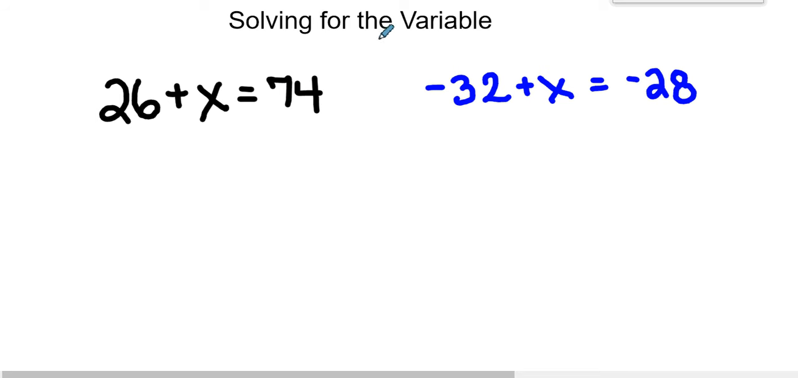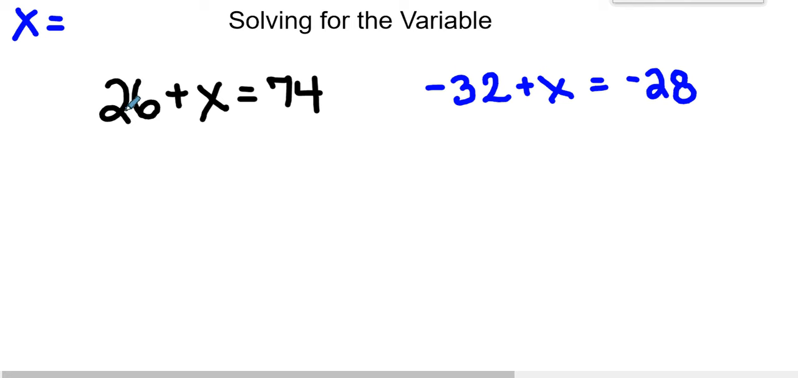Well, the first thing we do, we have to isolate that variable, because what we're looking for is what does X equal? So, if X equals some number, we have to isolate the X and get it by itself. What are we going to do? To isolate it, we have to get rid of this 26.